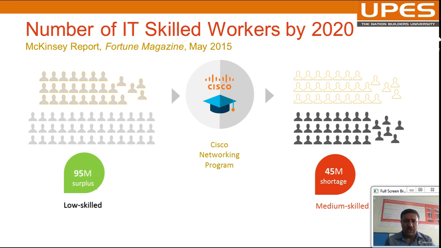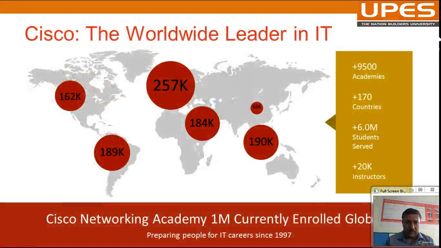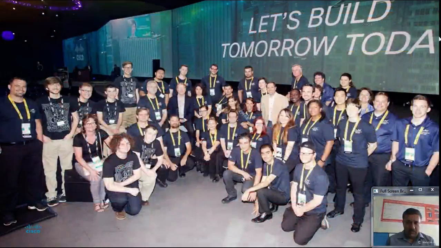This slide shows the number of IT skilled workers required by 2020. We have so much low-skilled manpower available. If they go through the Cisco programs, they become skilled manpower and get better job options compared to others. Cisco, the worldwide leader in IT, has a presence in 170 countries. They have 6 million students and 20,000 instructors, and they offer this program through the Cisco Networking Academy.